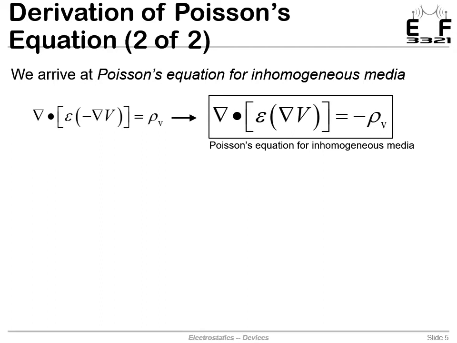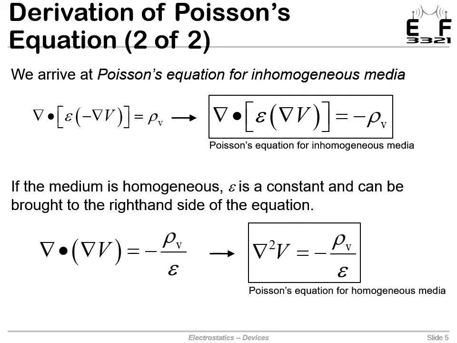Now, what if we're in a homogeneous medium? Well, this permittivity now can come to the outside of the del operator, and then we can bring it over to the right-hand side of the equation. When we do that, we end up with del dot del V. And it turns out this sort of double del operation is written as del squared. And in fact, this is called the Laplacian operation. But we end up with Poisson's equation for homogeneous media. That is where the permittivity is a constant.